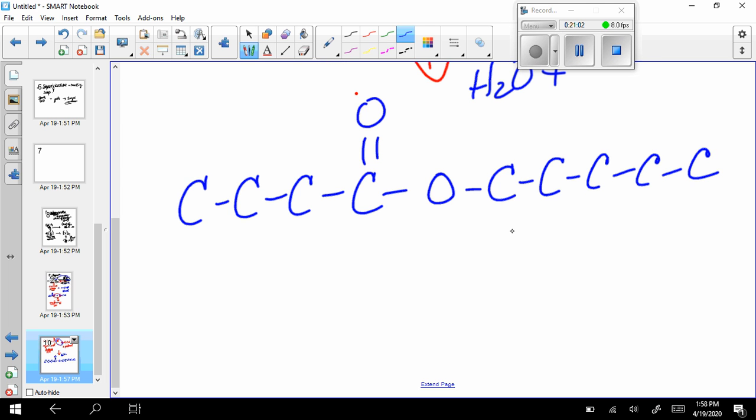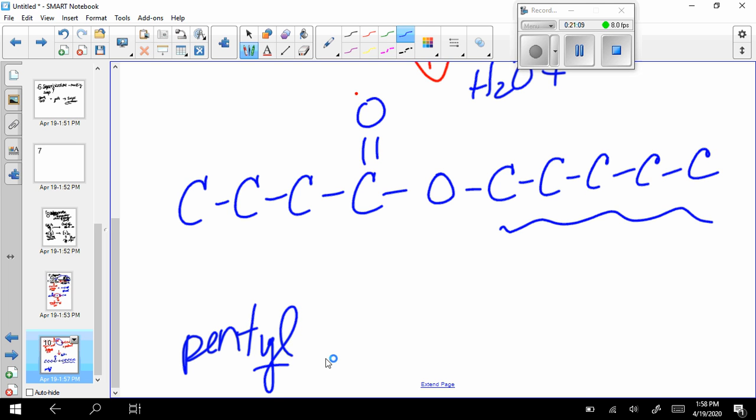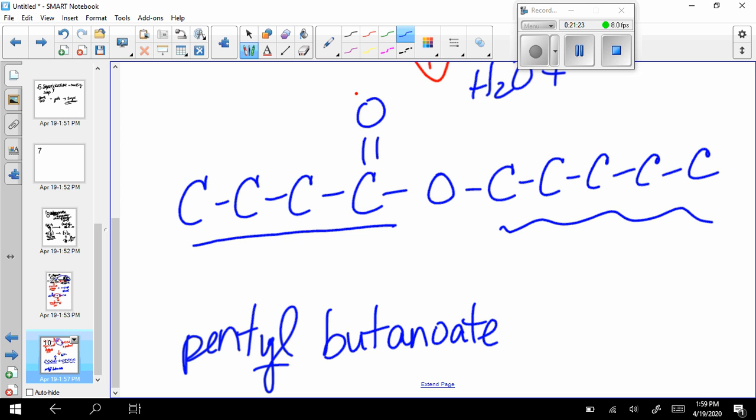So you name the branch first. Here's my branch, pentyl. Branches always end in YL. I have 5 carbons, so that's how I got pentyl. And then this is my main chain. My main chain has 4, so that's but. And then the ending for an ester is anoate. So this is pentyl butanoate.